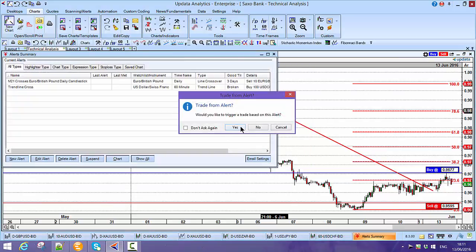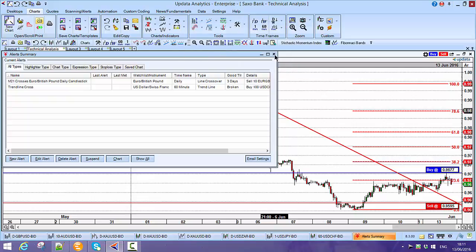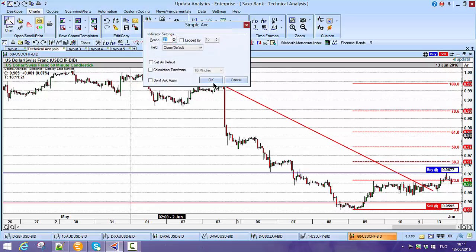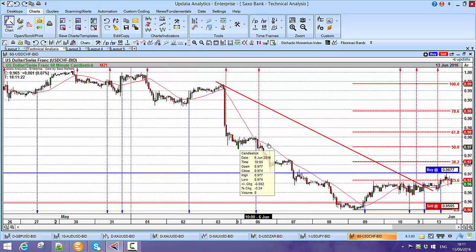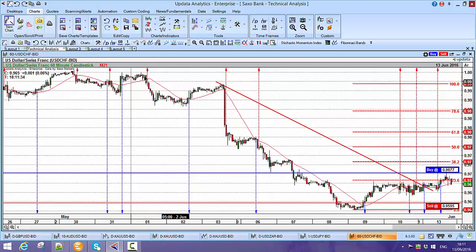Would you like to trade from this alert? Yes. And again, you can set the amount you want to buy. So pre-automating your trading, another really powerful aspect of the Updata system. And it applies to all indicators as well, of course. So you can put on moving averages, and you can say, okay, alert me again when this line is crossed. So you can say chart alert, alert me every time the chart line crosses, and send that to trading.